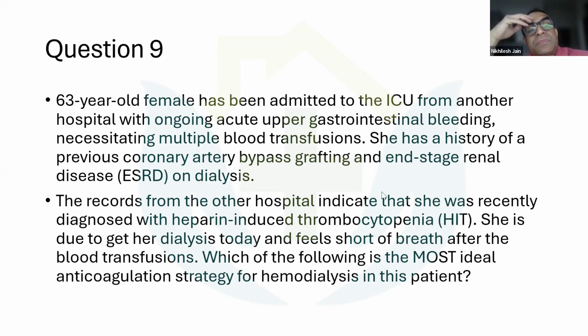Question 9. 63-year-old female admitted to ICU from another hospital, ongoing acute upper GI bleed, leading to multiple blood transfusions. She has a history of previous CABG and end-stage renal disease, on dialysis. The records from the other hospital indicate that she was recently diagnosed with heparin-induced thrombocytopenia. She is due to get her dialysis today and feels short of breath after the blood transfusions.